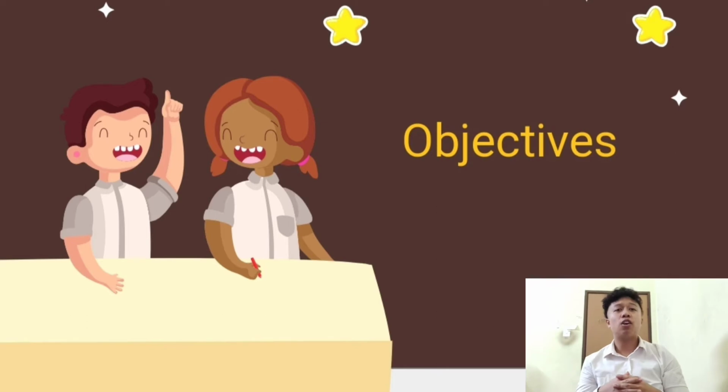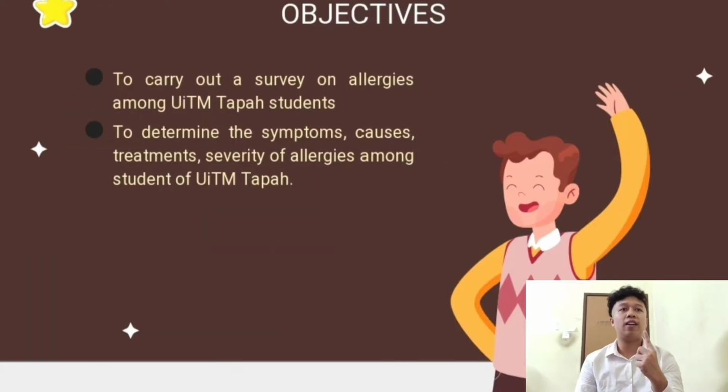Next, let us talk about the objective of the survey. There are two objectives of the survey. The first one is to carry out a survey on allergies among UiTM Tapah students. The second one is to determine the symptoms, the causes, the treatment, and severity of allergies among UiTM Tapah students.